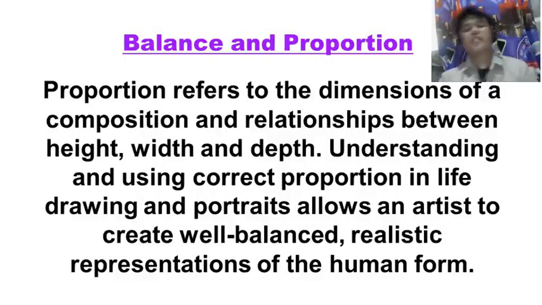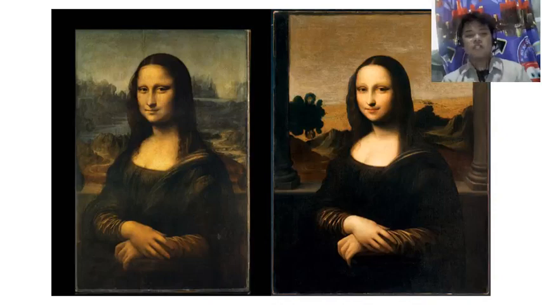Next, balance and proportion. When we say proportion, it refers to the dimensions of composition and relationships between height, width, and depth. So you need to understand the difference between the two. Example, the correct proportion in drawing portraits allows a well-balanced and realistic representation of the human form. Just like this one, the Mona Lisa. There is a balance and proportion. Try to look at its height, width, and depth.